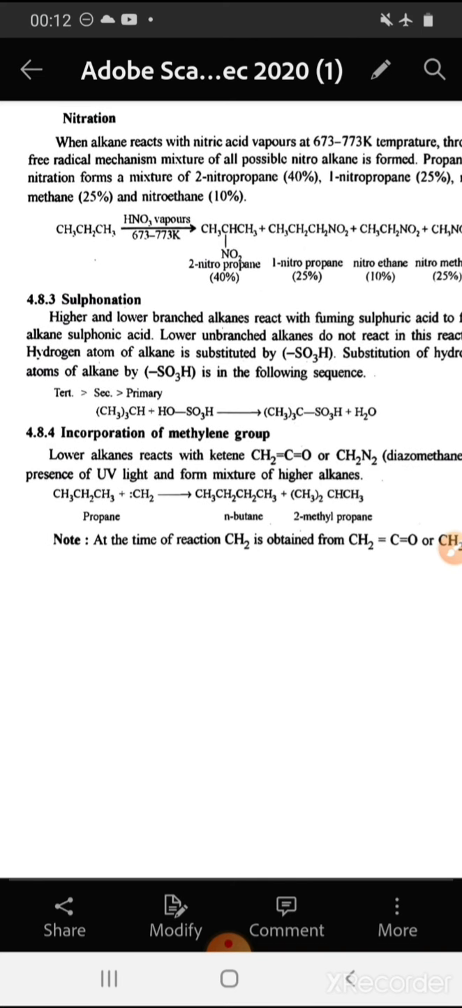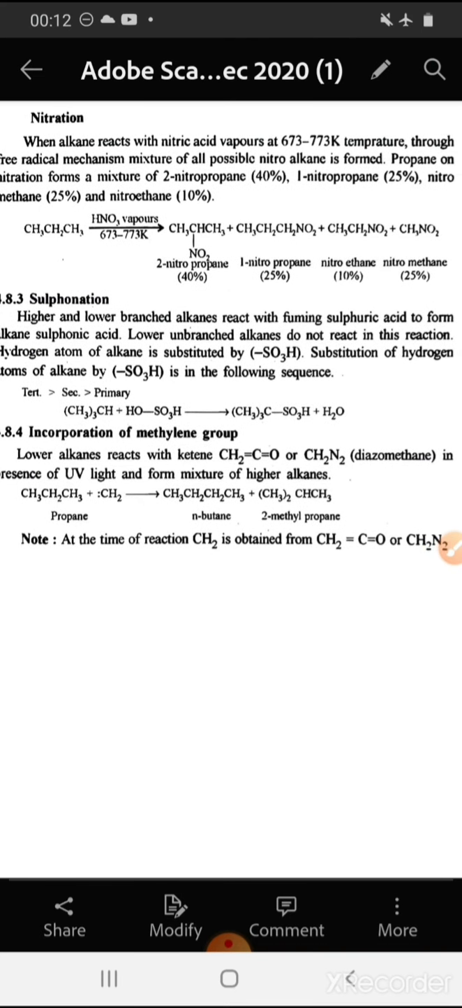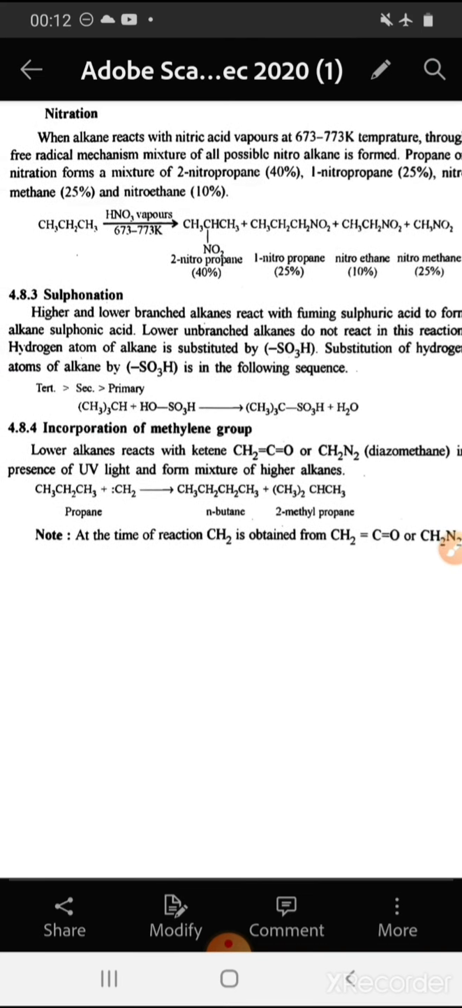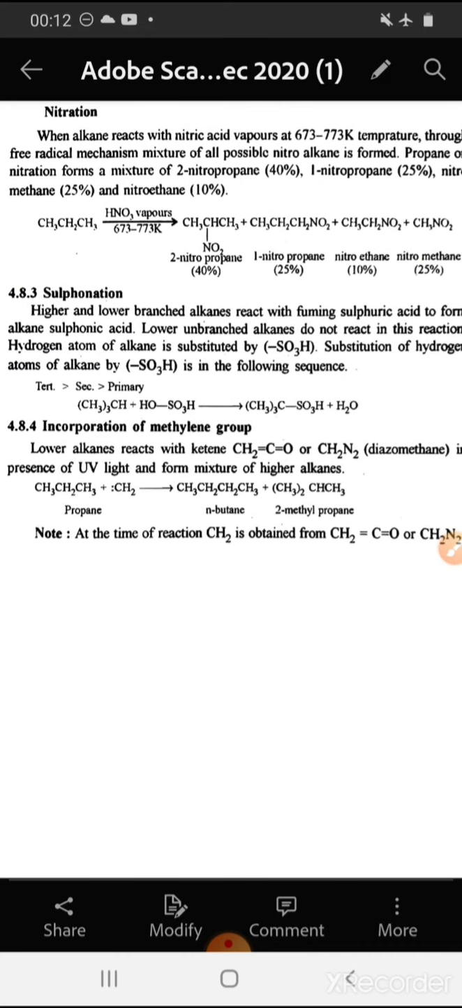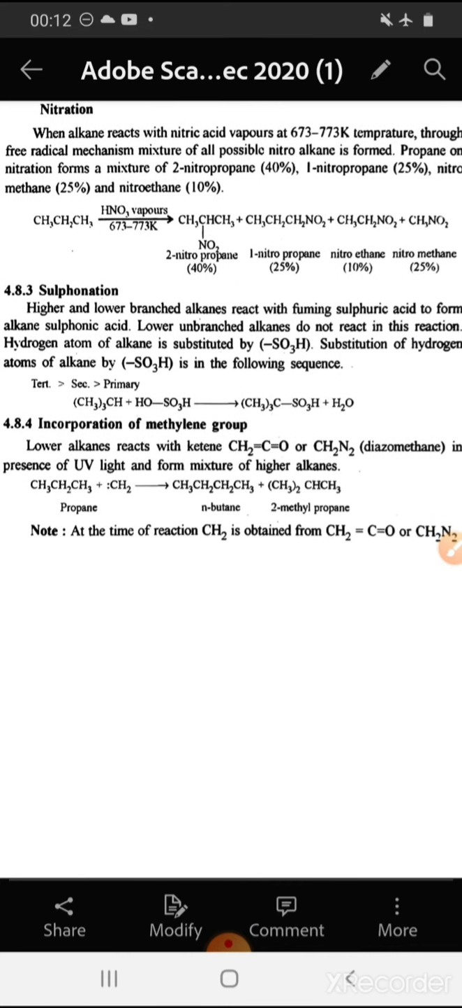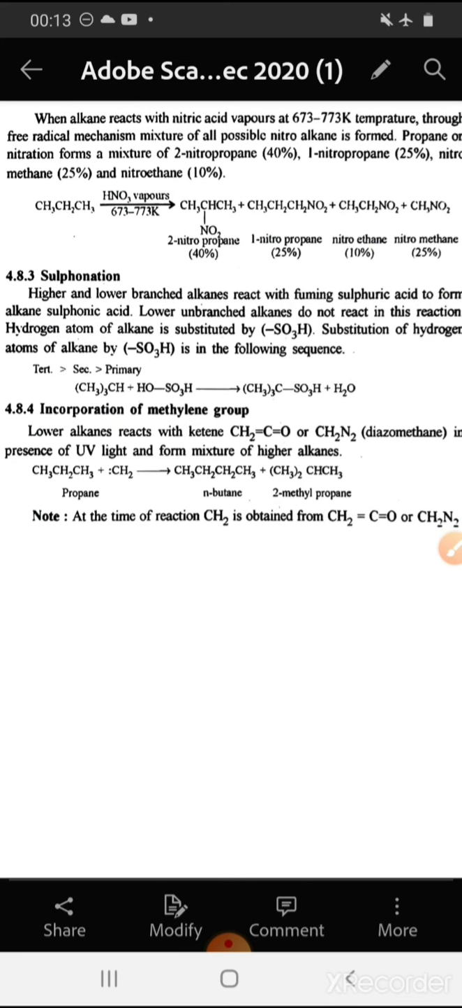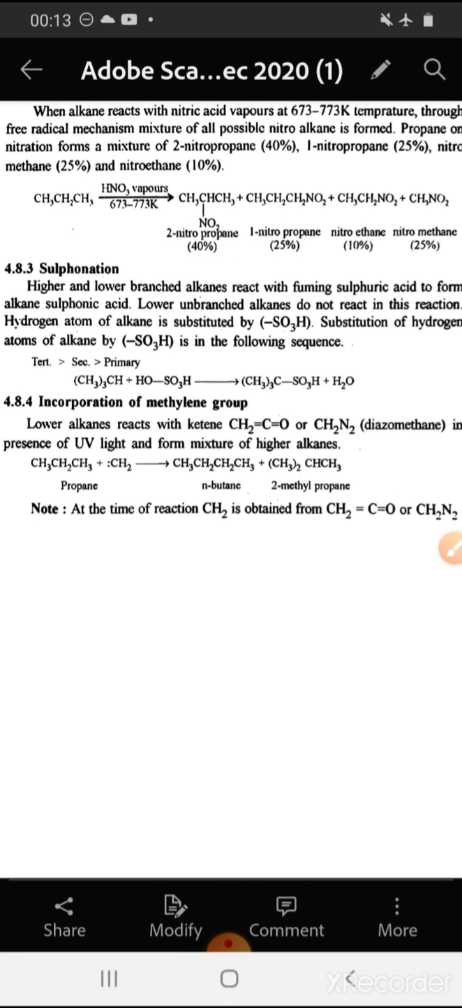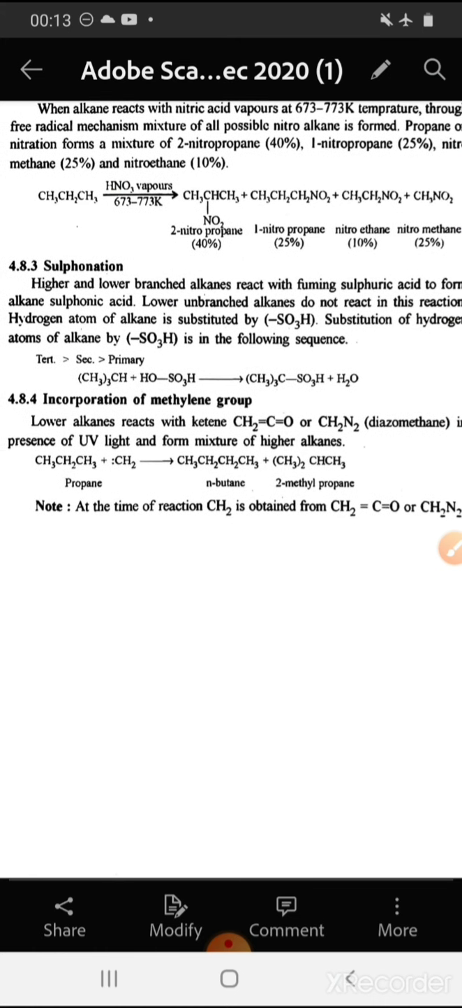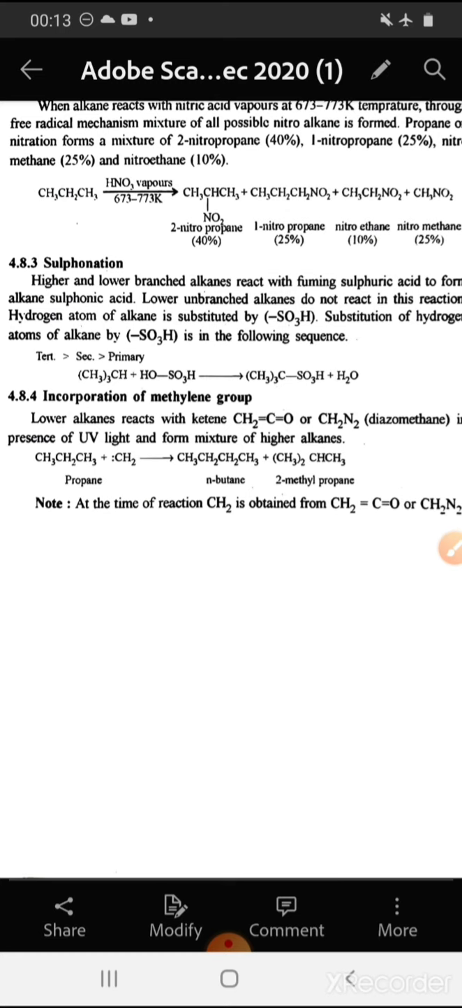Higher and lower branched alkanes react with fuming sulfuric acid to form alkane sulfonic acid. Lower unbranched alkanes do not give this reaction. Hydrogen atom of alkane is substituted by SO3H. Substitution of hydrogen atoms of alkane by SO3H is in the following sequence. Tertiary is more reactive and the primary is the least.